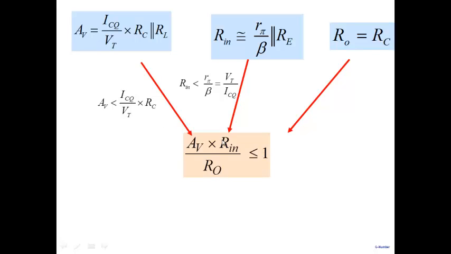So that's the constraint that you get for common base amplifier here. AV multiplied by Rn divided by R0 is less than or equal to 1. It will be equal to 1 when my RL is very large. When my RL is very large, then I will get exactly equal to 1. Otherwise, there will be further loss here.